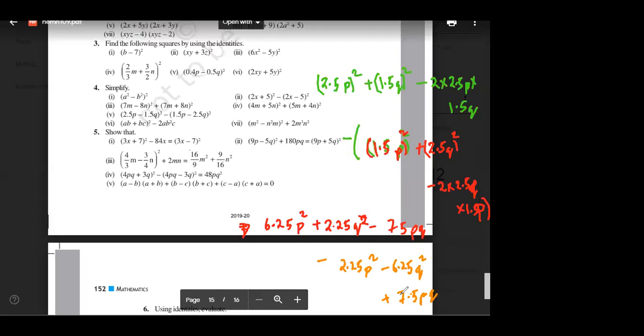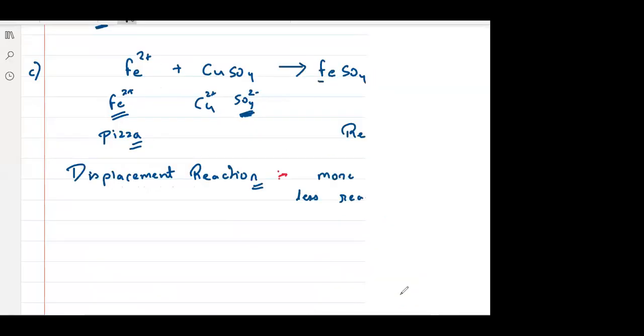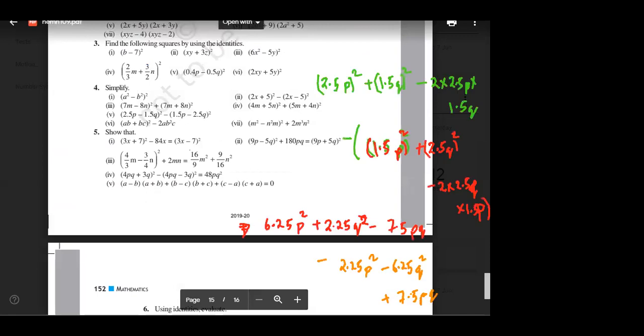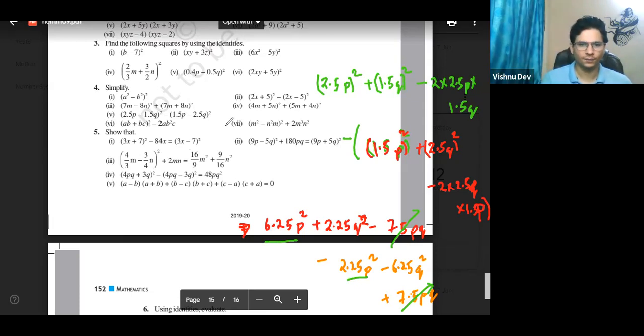Sir, 6.25 p square minus 2.25 p square. Correct, right? So see here, this and this will get cancelled totally. But 6.25 p square minus 2.25 p square, what would be the answer? 6.25 minus 2.25 is how much? So 4p square.